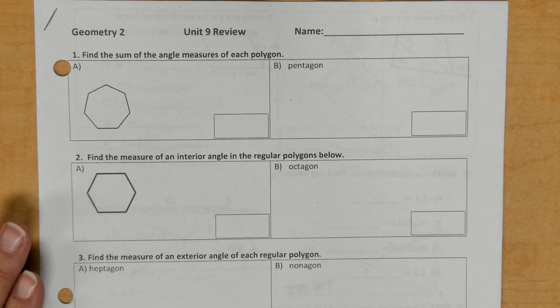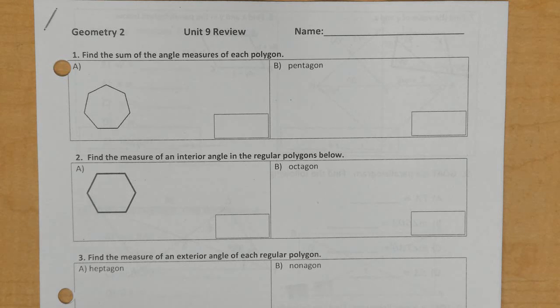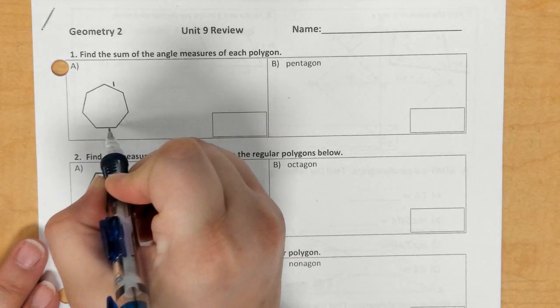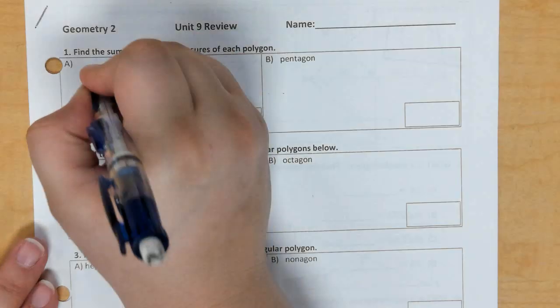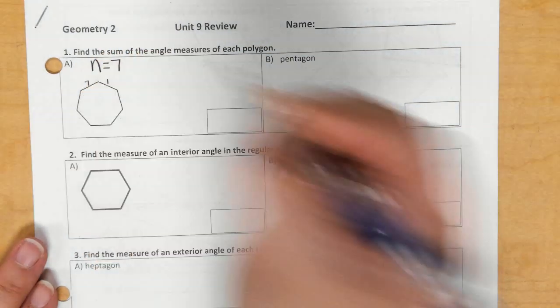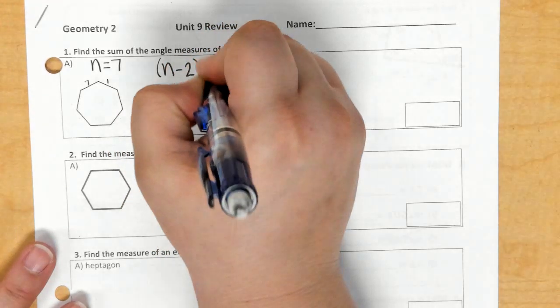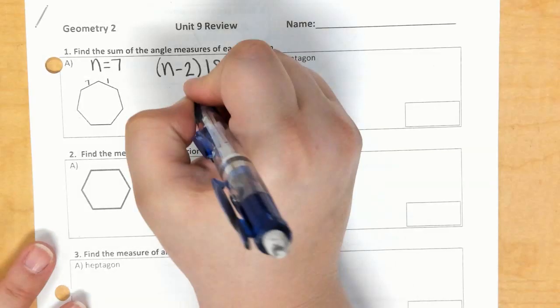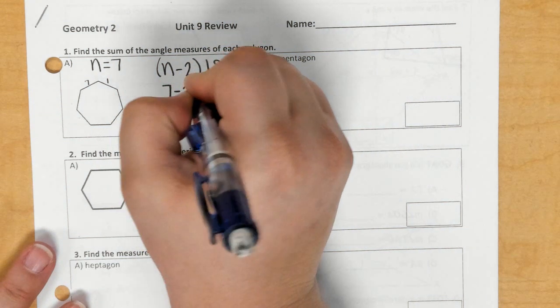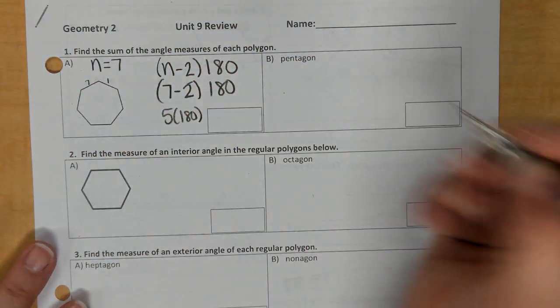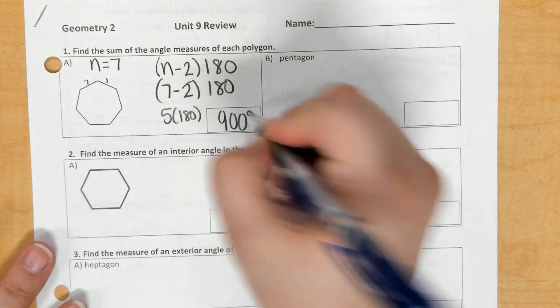For the Unit 9 review in geometry, and this is about your polygons and your quadrilaterals, it says find the sum of the angle measures of each polygon. So first I need to figure out how many sides I have. So 7 sides, so n equals 7. To use the correct formula, you would do n minus 2 times 180. So if I plug in 7, I have 5 times 180, and that is 900 degrees.